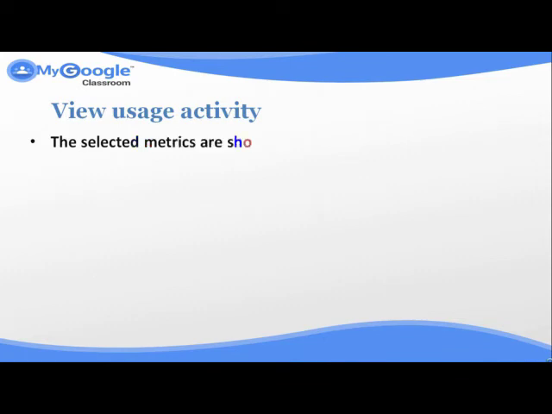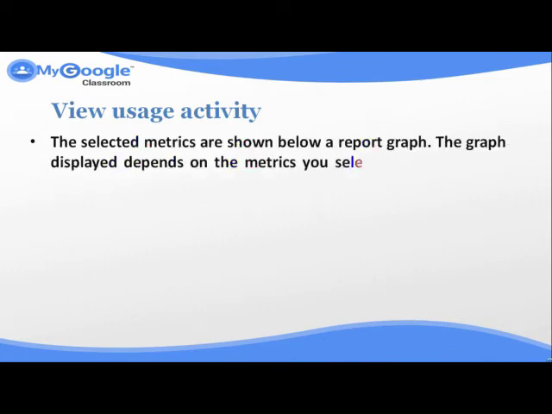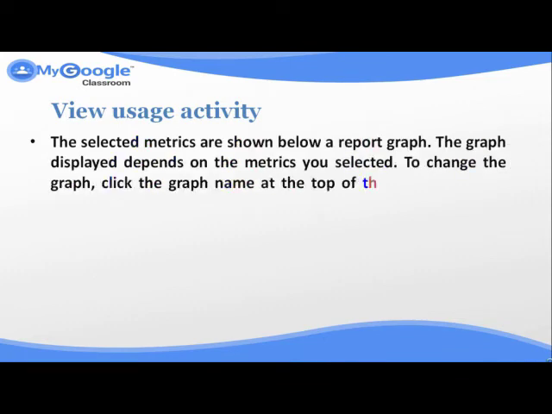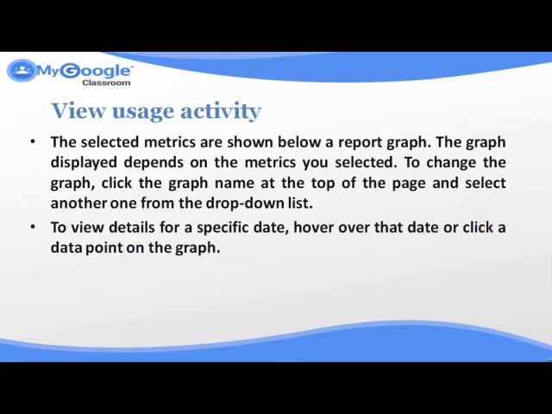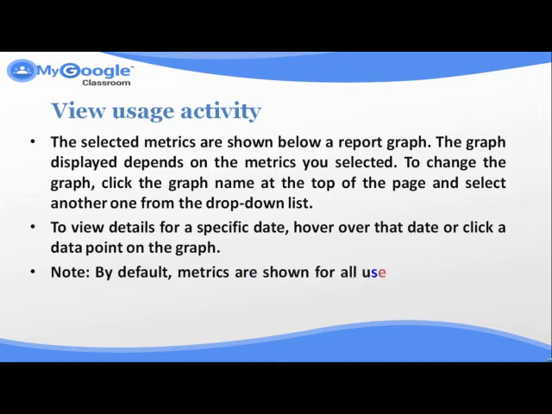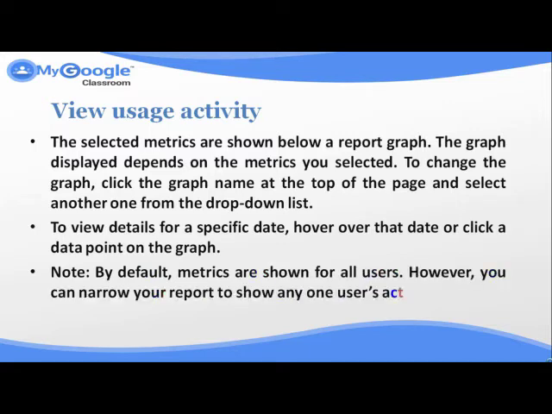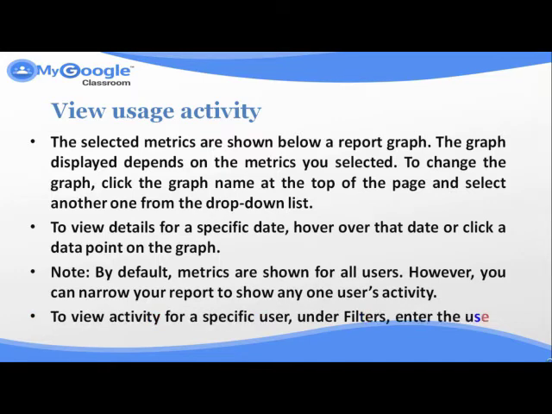The selected metrics are shown below as report graphs. The graphs displayed depend on the metrics you selected. To change the graph, click the graph name at the top of the page and select another one from the drop-down list. To view details for a specific date, hover over that date or click a data point on the graph. Note, by default, metrics are shown for all users. However, you can narrow your report to show any one user's activity. To view activity for a specific user, under Filters, enter the user's name.